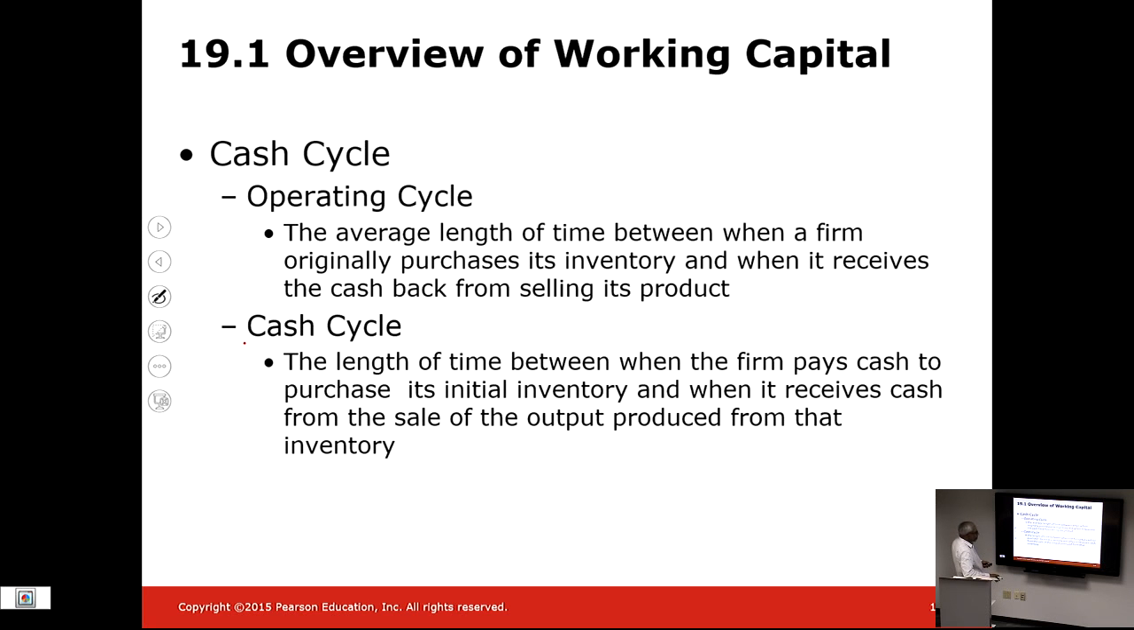So when we think about the cash cycle, and often businesses like to think in terms of the cash cycle, the cash cycle is the length of time between when the firm pays cash to purchase its initial inventory and when it receives cash from the sale of the output produced from that inventory.